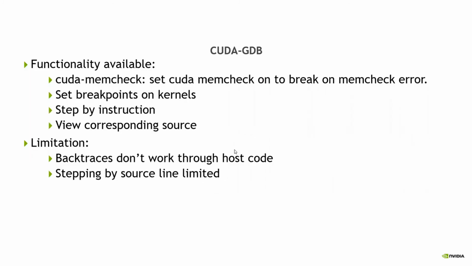You can also use CUDA-GDB with Numba kernels for some limited debugging features. You can use CUDA memcheck in conjunction with CUDA-GDB so that it will stop whenever you get a memcheck error. You can set breakpoints on kernel launches. You can step through them by instruction, and you can view the source corresponding to where you are as well. There are a couple of other limitations, which is that you can't backtrace through the host code, so it can be tricky sometimes to see where your kernel got launched from if you're having an issue. And sometimes stepping by source line can not always behave reliably yet.